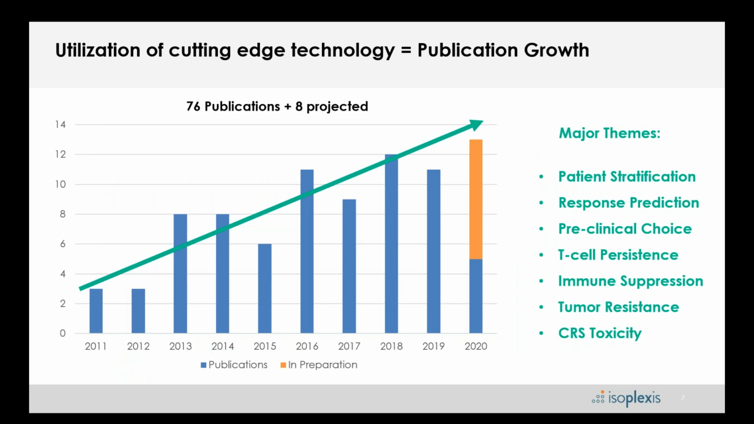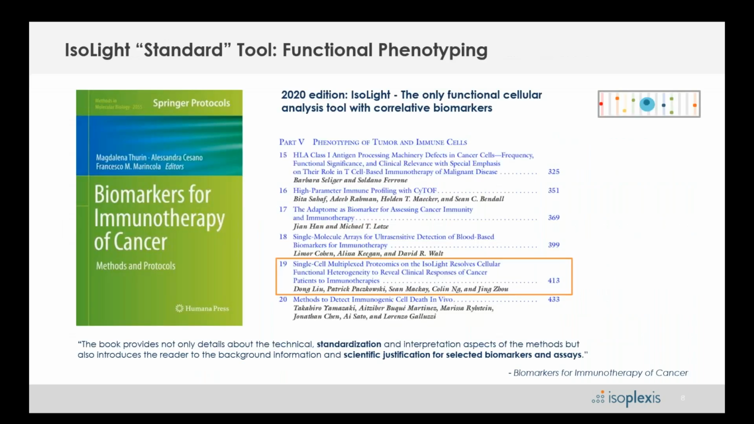There's been an accelerated growth in publications covering these topics, everything from patient stratification and response prediction to persistence, suppression, resistance, and toxicity, highlighting the utilization of this cutting-edge technology as it is recognized as a standard biomarker. And IsoPlexis's platform was recognized as the only functional analysis tool within the book recently published, Biomarkers for the Immunotherapy of Cancer for 2020. Among the current technology methods mentioned earlier in the presentation, there are flow tools, there are single cell genomics tools, but the only way to assess the true function of each cell is the IsoLight platform.